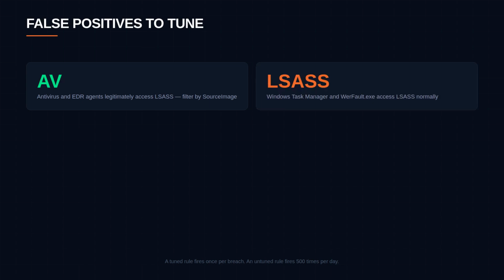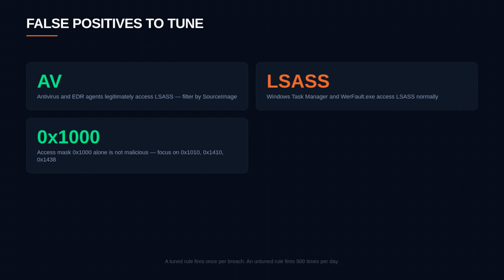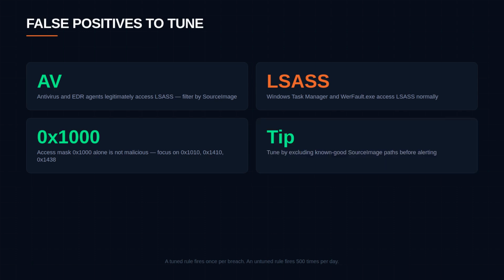Before you deploy this rule, tune it. Antivirus and EDR agents legitimately access LSASS, but they do so from predictable paths: your AV vendor's installation directory, your EDR agent path. Filter those out by source image. Windows itself has werfault.exe and Task Manager accessing LSASS, but again with different access masks. Access mask 0x1000 alone is benign. Process Explorer uses it for display purposes. The masks we're targeting, 0x1010, 0x1410, 0x1438, are the ones used for memory reading operations.